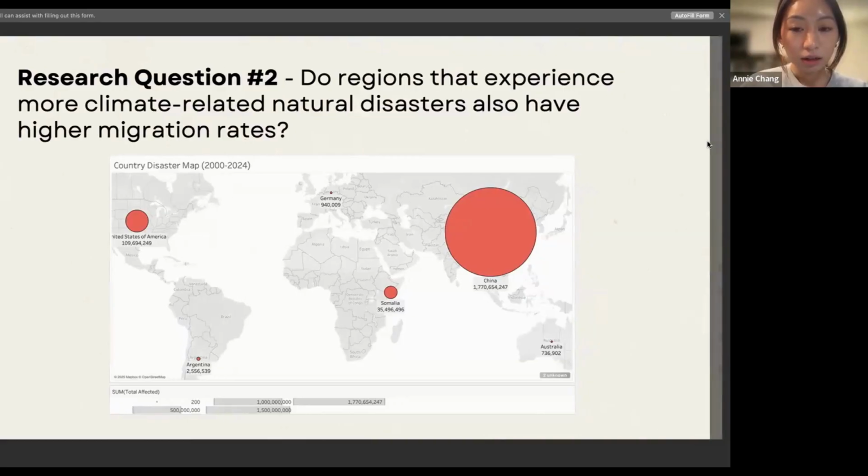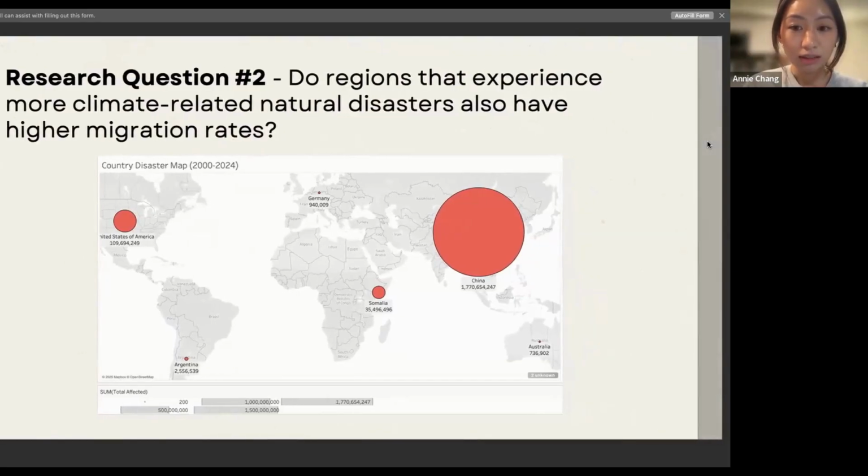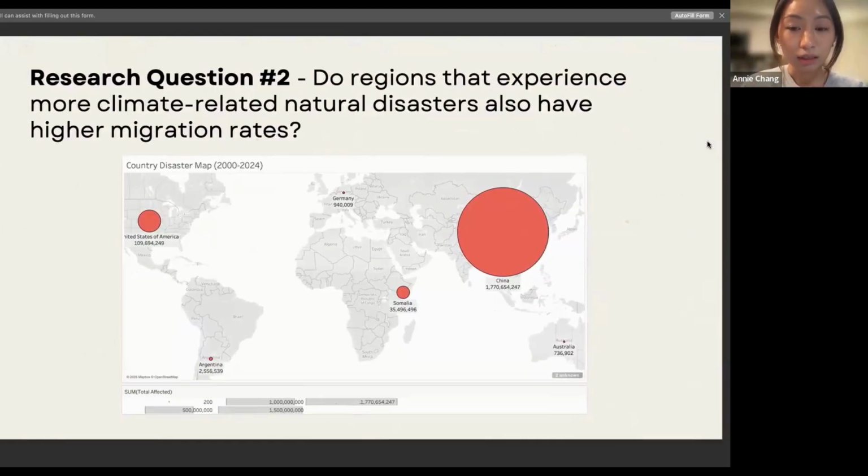Second, you can see Somalia has the second highest level of disaster impact relative to population size, and Somalia also has the highest migrant proportion. This hints at a possible link between environmental instability and outward migration. And lastly, countries like Germany and Australia experience much lower disaster impact and also show very small changes in migration percentage. This supports the idea that stable environments may encourage people to stay.